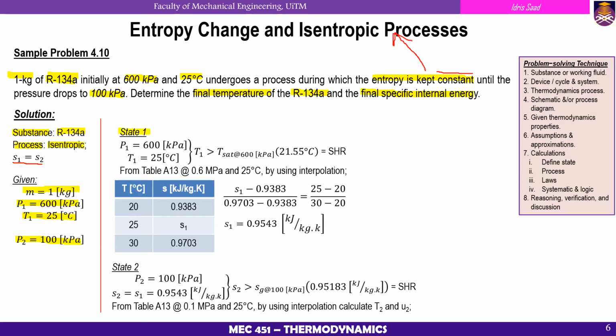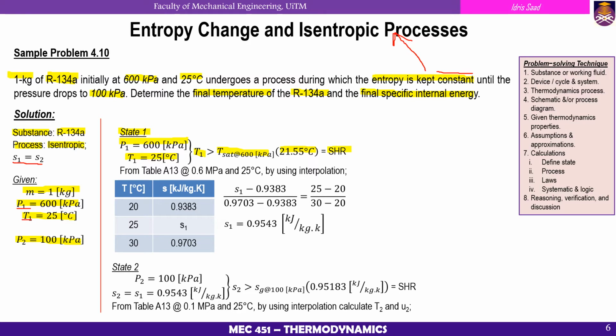Now we go to state number 1. In order to define the state, we need two intensive properties. From the data given to us, we have the pressure as well as the temperature. So the data required to define state number 1 is complete. P1 is 600 kilopascal, T1 is equal to 25 degrees Celsius. Based on our table, we found that T1 is higher than T saturated at 600 kilopascal, which is 21.55 degrees Celsius. Then state number 1 is in the superheated region.